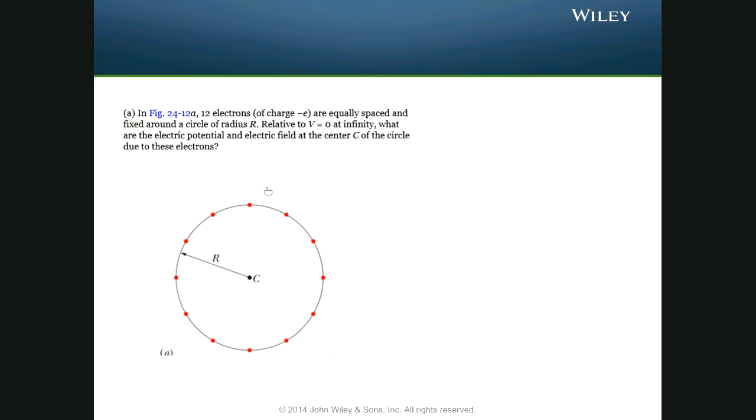So we know that each individual one will be V_i equals KQ over R. I messed it up, let me clear. That was wrong. V_i equals K Q over R. And the electric field, we know the magnitude will be equal to K Q over R squared. But we have to look at the direction, right?